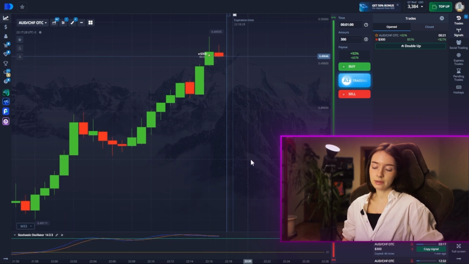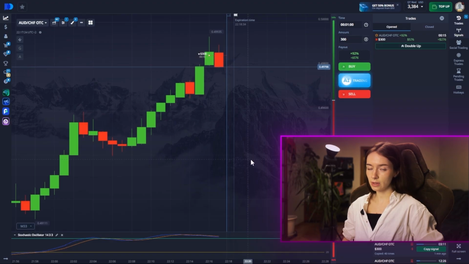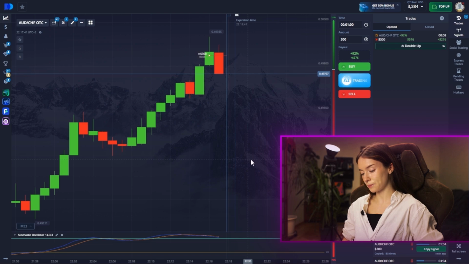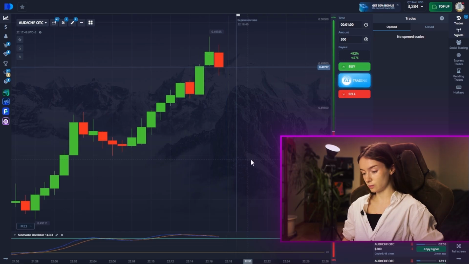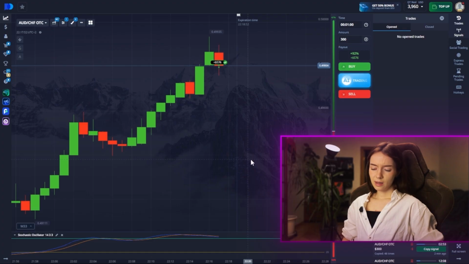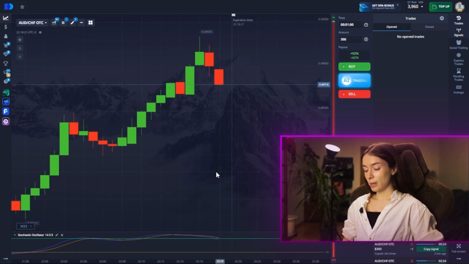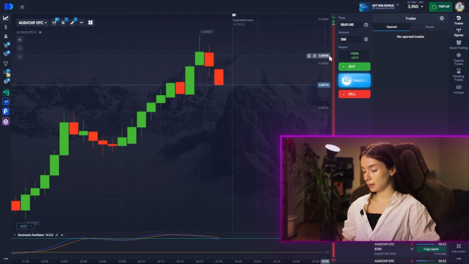The indicator is just an additional tool, always used together with technical analysis. This indicator is often also combined with moving average and other tools. I'll talk about that more in future videos. Now we see a strong bearish candle, exactly what we talked about, and we close in profit. Great. I'll keep working with this pair and slightly increase the order size.